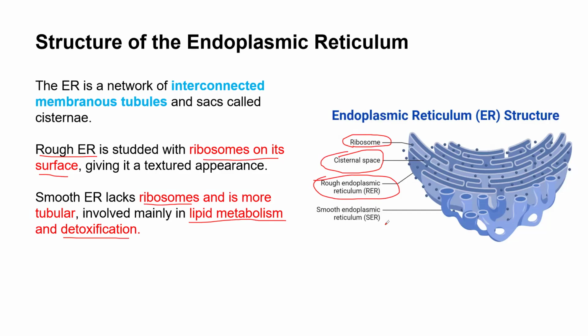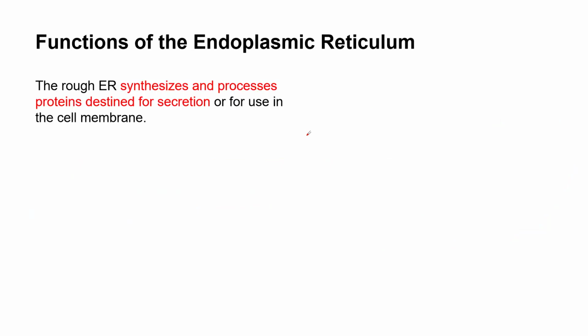And of course, in the case of smooth endoplasmic reticulum, it doesn't have ribosomes, and that is why it is called smooth endoplasmic reticulum. So now let's look at the functions of the endoplasmic reticulum. The rough endoplasmic reticulum synthesizes and processes proteins destined for secretion or for use in the cell membrane.